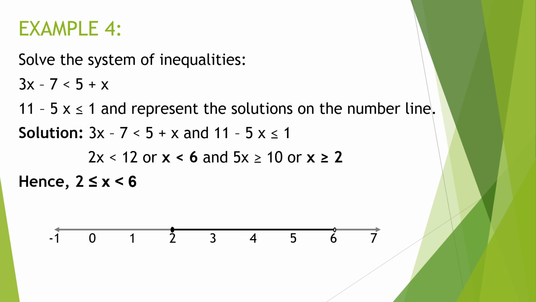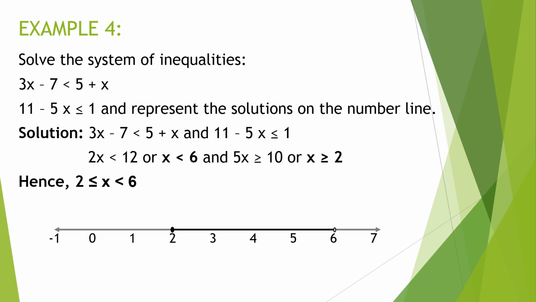From the first inequality, what do we get? x less than 6. And from the second inequality, 5x greater than or equal to 10, which means x greater than or equal to 2. That means our x is greater than or equal to 2 and less than 6.